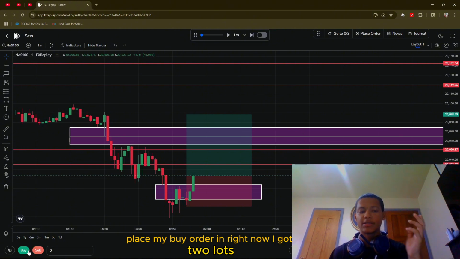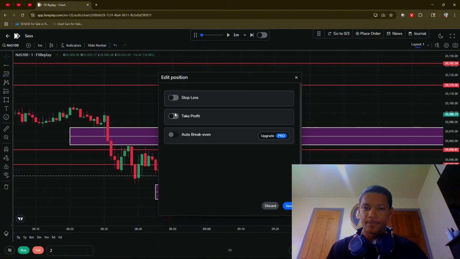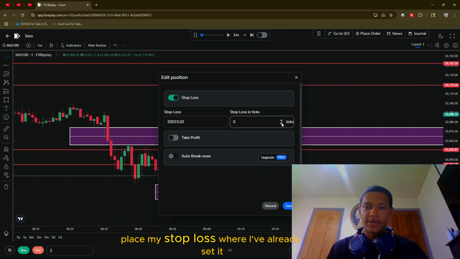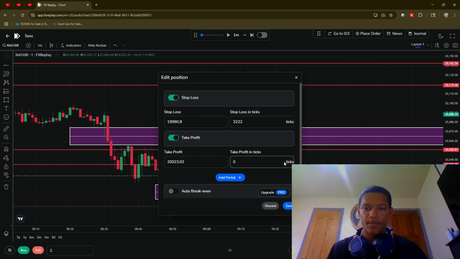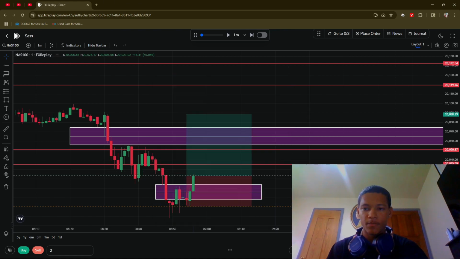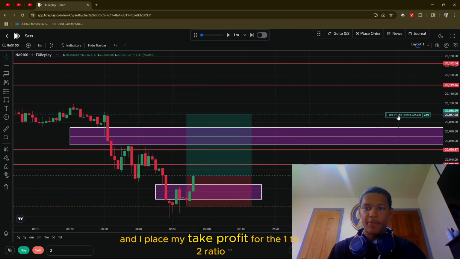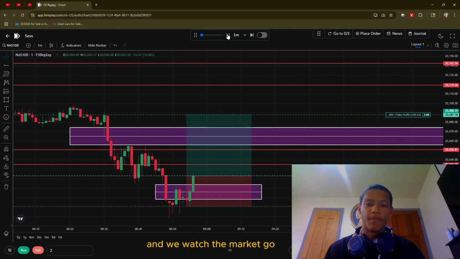Right now, I got 2 lots. Place my stop loss where I've already set it. And I place my take profit for the 1 to 2 ratio. And we watch the market go.